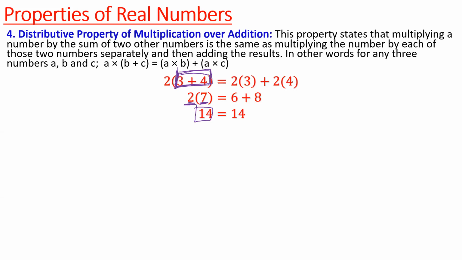Let's do it another way. What if we take this 2 and multiply it by the 3, which is 6. And what if we take this 2 and multiply it by the 4, we get 8. And then let's add the two: 6 plus 8 is 14. And that's basically the distributive property. The distributive property tells us that both ways will work. If you add first and then multiply by 2, you get 14. If you take the 2 and multiply it by the 3 and take the 2, multiply it by the 4, then add afterwards, still the same thing.